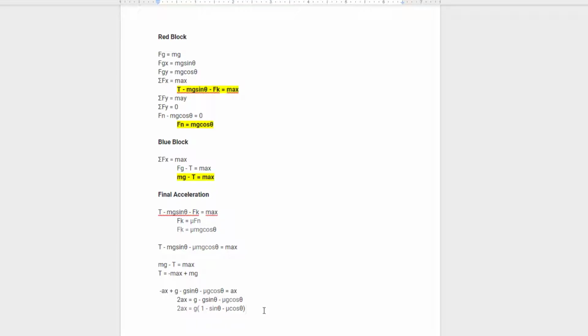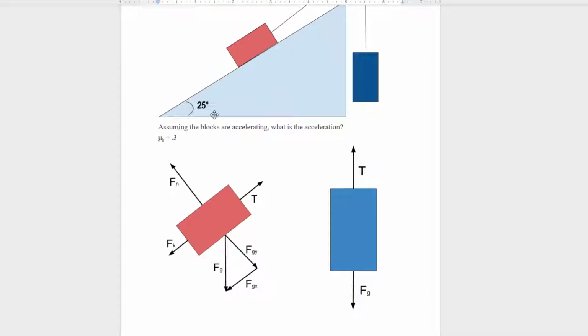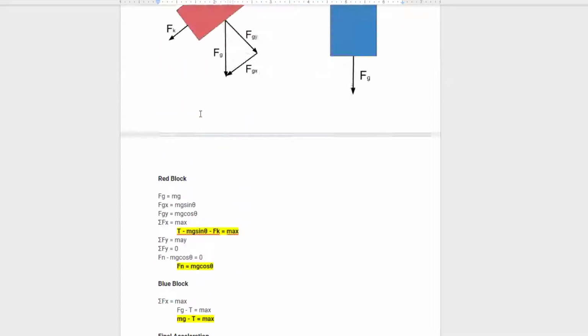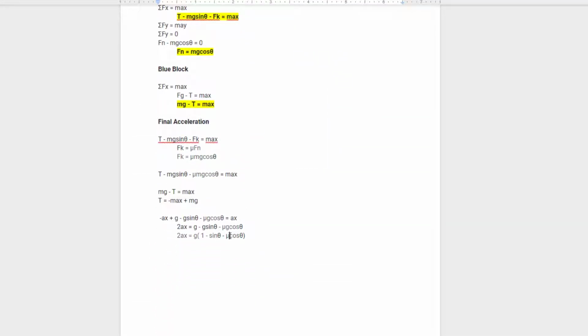Okay. Now the question is, what do you do? Now we can plug in everything because we know all of these values. The only thing we don't know here is acceleration. We know gravity. We know sine of theta because theta is 25 given to us right here. And we know the coefficient of friction, 0.3. So you could plug all those numbers in, and that'll give us 2ax equals, we're going to use 10 as gravity because it makes our numbers a lot prettier, sine of 25 minus 0.3 cosine of 25.